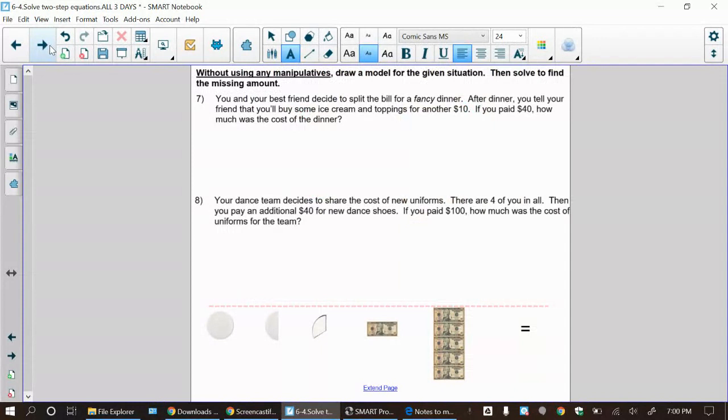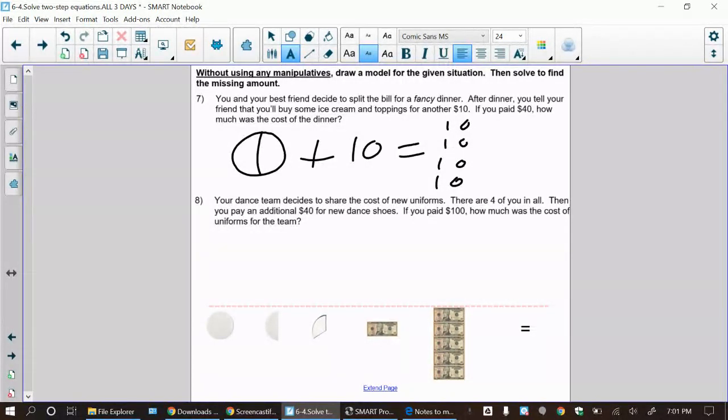All right, so now without using manipulatives, we're actually going to draw this out, if you haven't already, for your notes. You and your best friend decide to split the bill for a fancy dinner. After dinner, you tell your friend that you'll buy some ice cream and toppings for another $10. If you paid $40, how much was the cost of the dinner? Okay, so that means you did half of it. So there's a half. Plus our 10 should equal 10, 20, 30, 40.